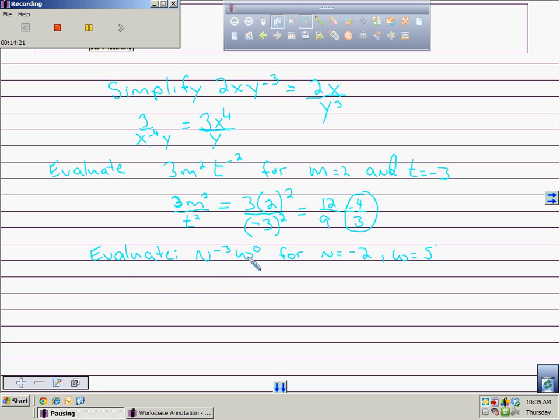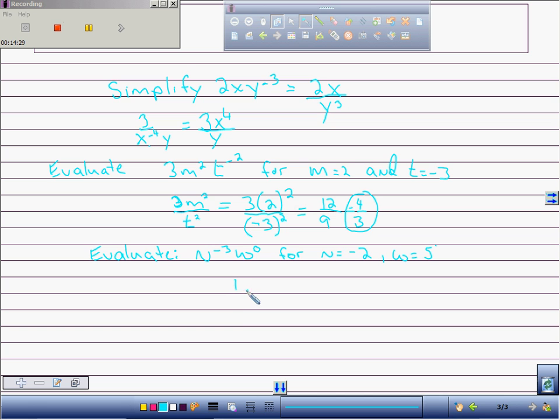Anything raised to the 0 is 1, right? So W to the 0, it doesn't matter what I plug in. That just turns into 1 over N to the +3. Then I have to take that and plug it in here. So that's equal to 1 over, this means -2 times -2 times -2.